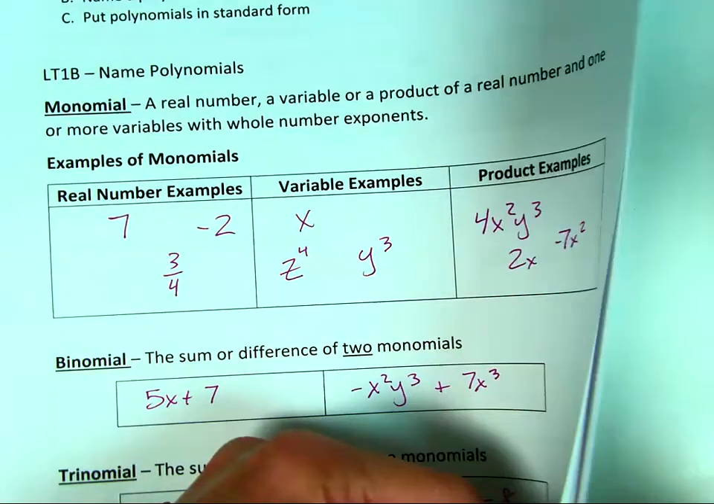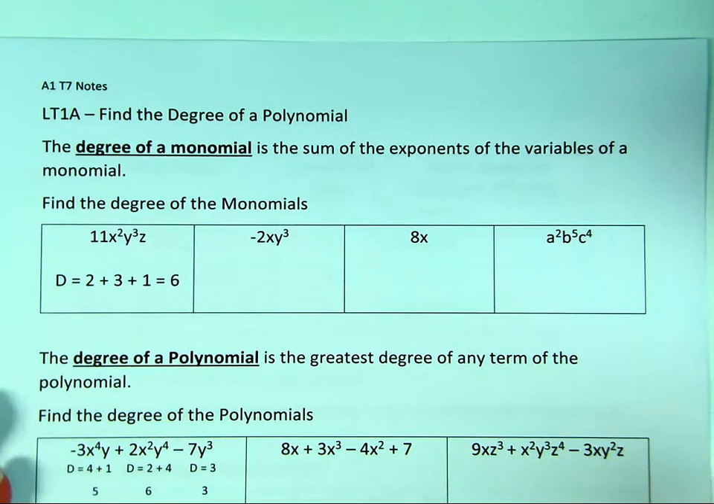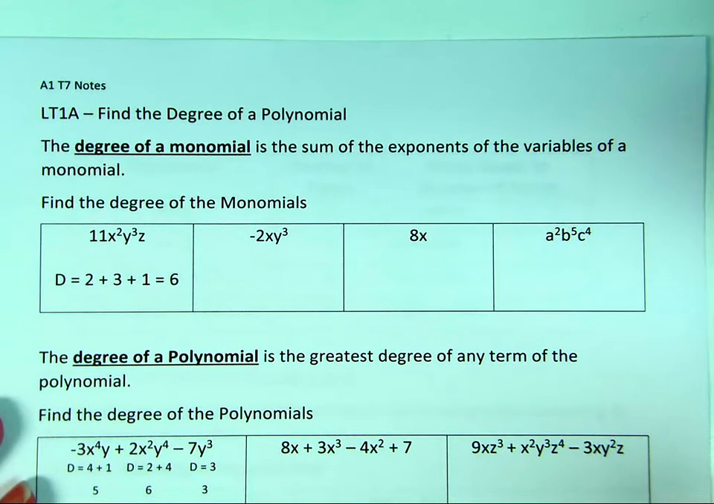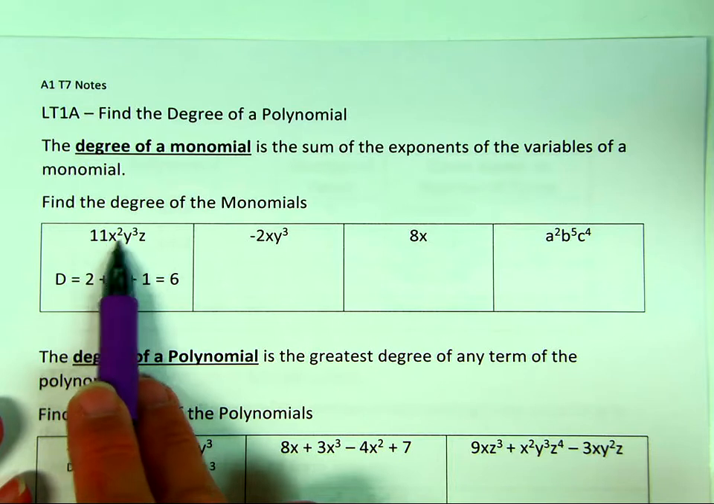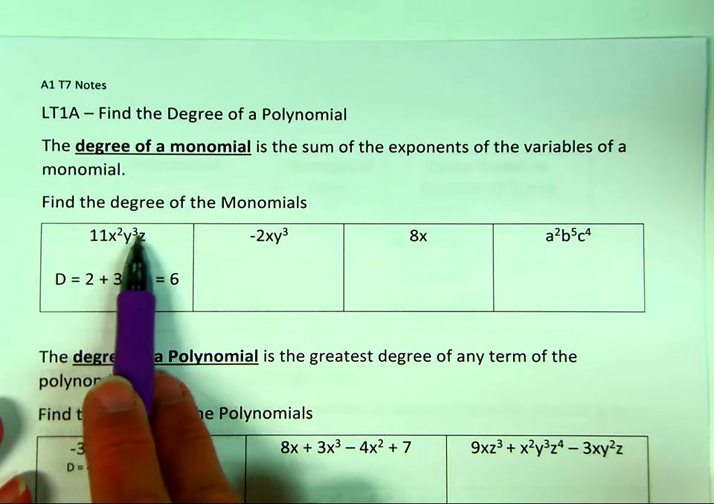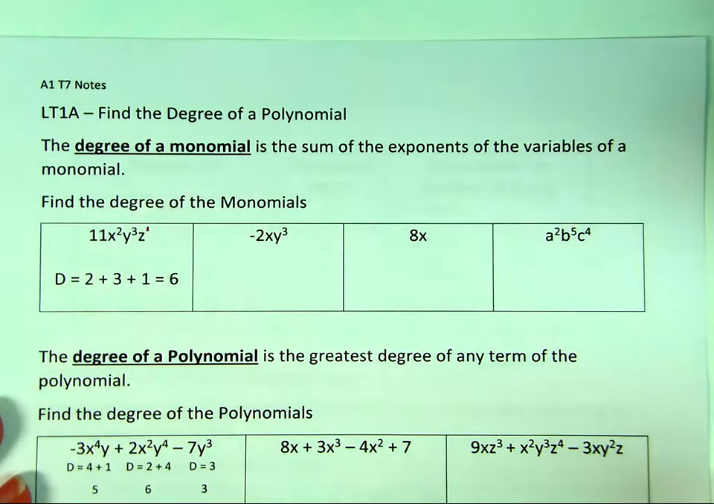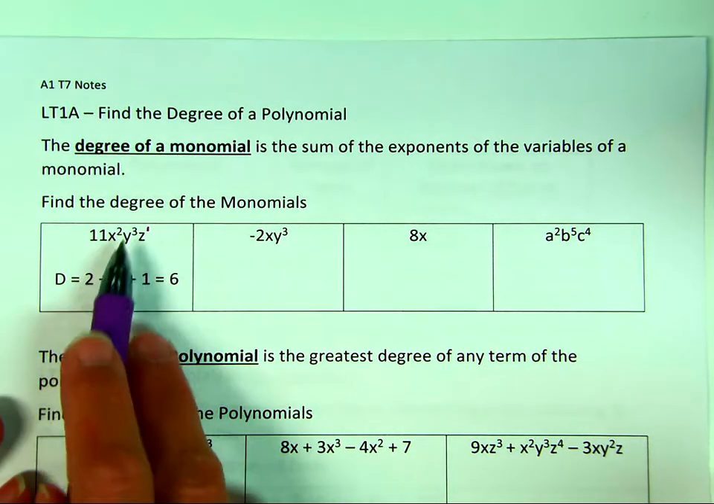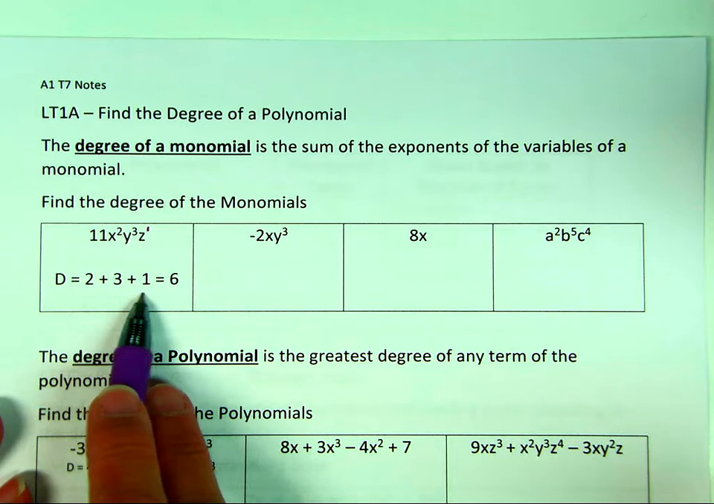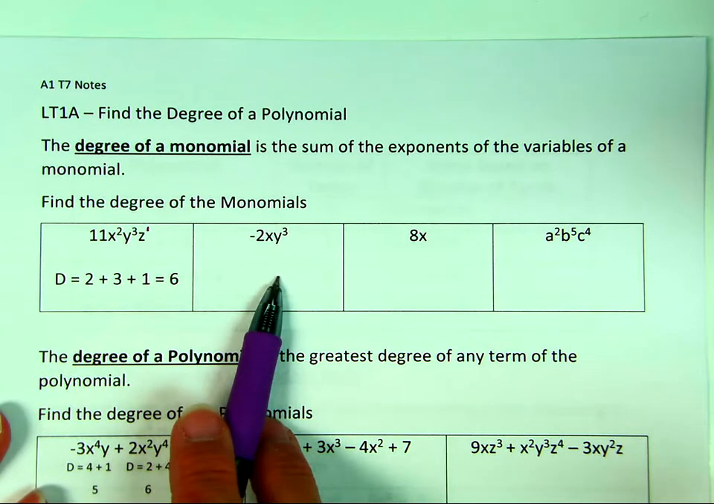Now we are going to flip the page and we're going to talk about degree. So the degree of a monomial is found by taking the sum of all their exponents on the variables. So the exponent on the x is 2, on the y is 3, and on the z is 1. Remember, if there's not one there, it's always a 1. So to find the degree of this monomial, I take the exponents, 2 plus 3 plus 1, and I get 6.